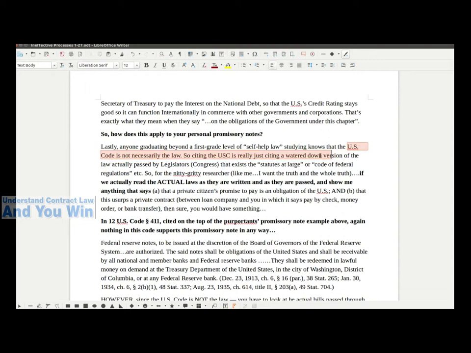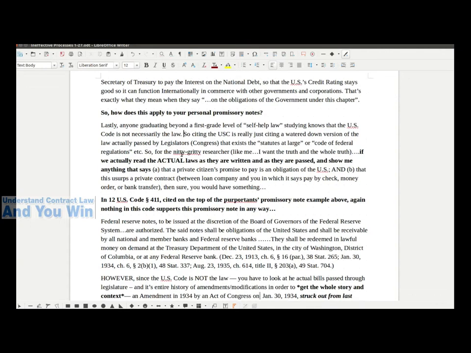Oh, okay, well, here's another point. Everyone should know that the United States Code is not necessarily the law. So citing the United States Code is really just citing a watered-down version of the law actually passed by legislators or Congress that exists in the statutes at large, or the Code of Federal Regulations. The statutes at large are the law. So for the nitty-gritty researcher like me, I want the truth and the whole truth. So, don't you?